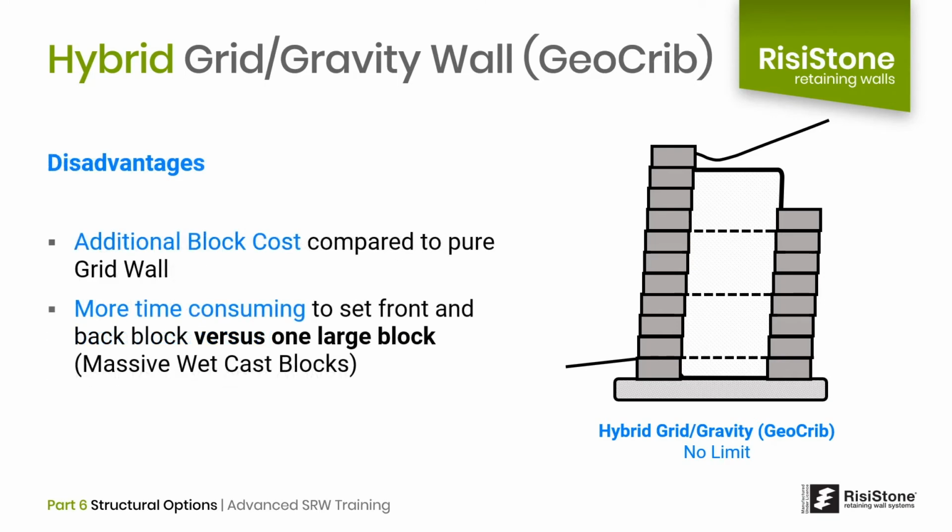The disadvantages include the additional back wall is more costly compared to a typical geogrid wall, and it could be more time consuming to set the front block and the back block compared to just one large block, such as the massive wet cast systems that are available on the market.